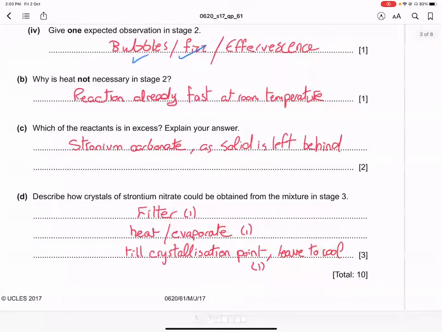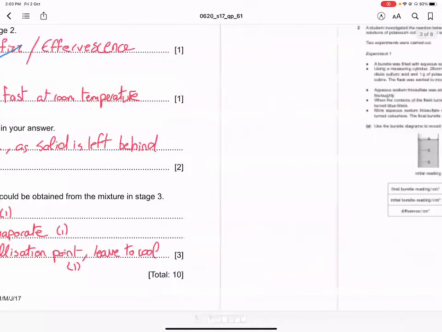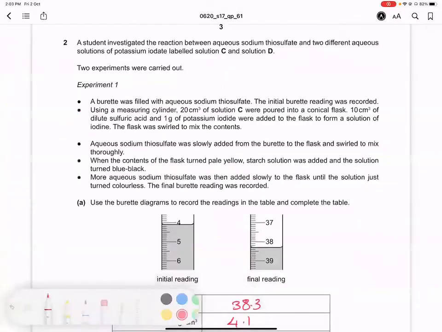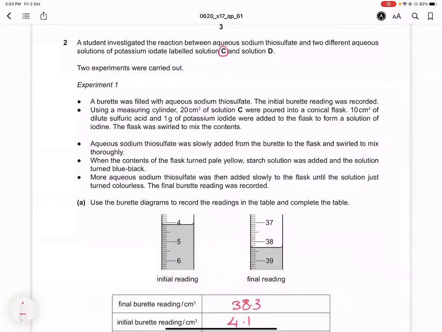That was question 1. Question 2, it's a reaction between sodium thiosulfate and 2 aqueous solutions of potassium iodate labeled C and D. When he gets the same substance, potassium iodate, but he gets 2 different solutions, that means they have different concentration. Okay? Whenever you see him using a measuring cylinder, this is an inaccuracy because we could have used a burette or a pipette to make it more accurate.